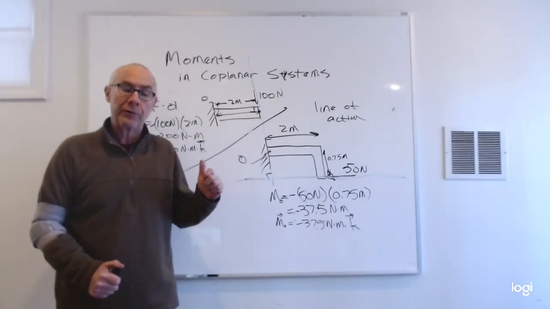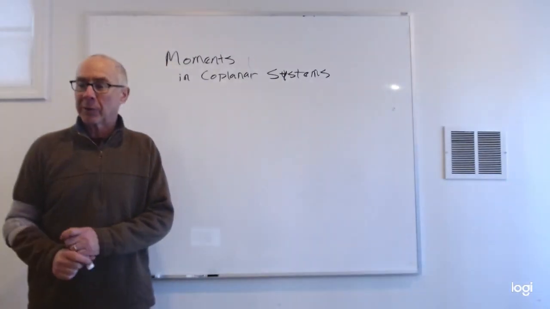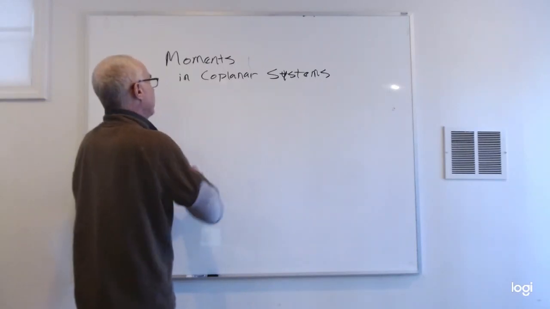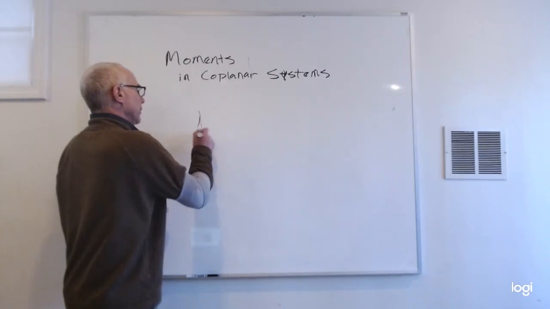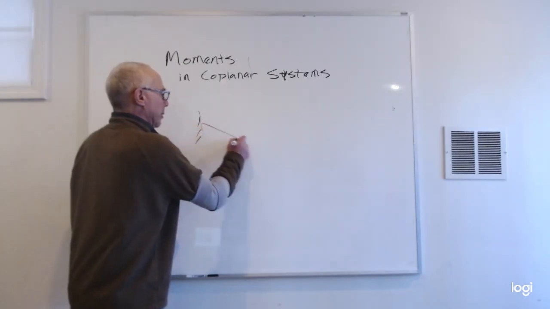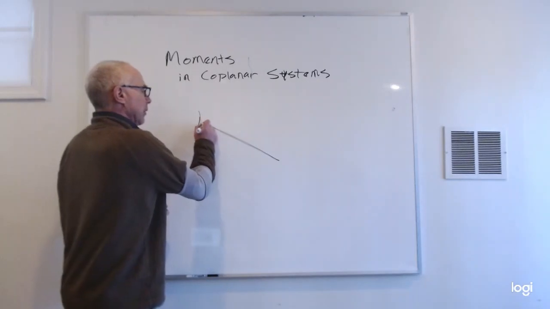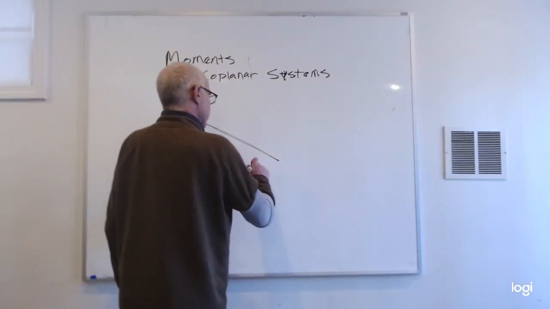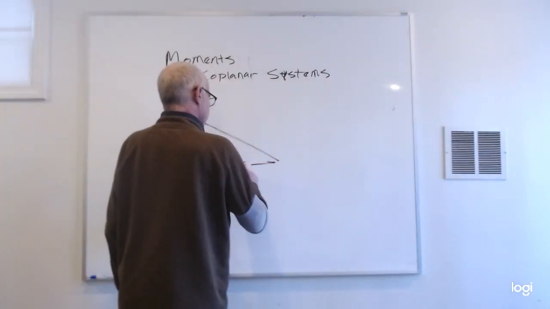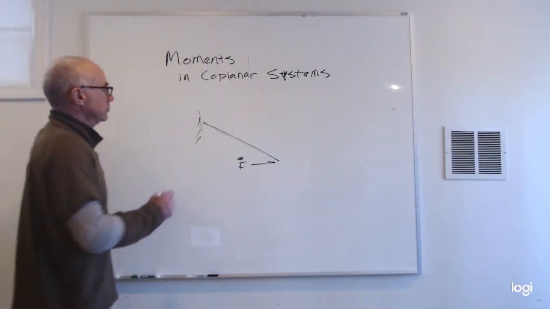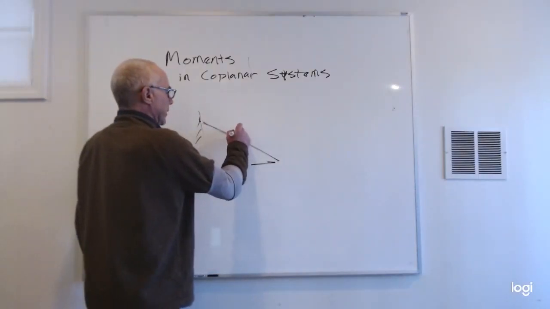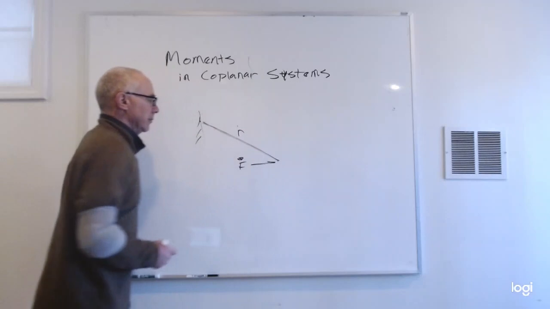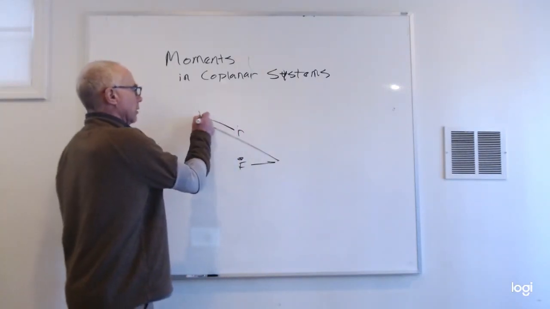Okay, I'm back, and we're talking about moments in coplanar systems, and I want to show you one more example. In this case, we have a wall over here, and a piece of wood, or maybe a pipe. We're going to be applying a force in this direction. We know that the length of this is R.